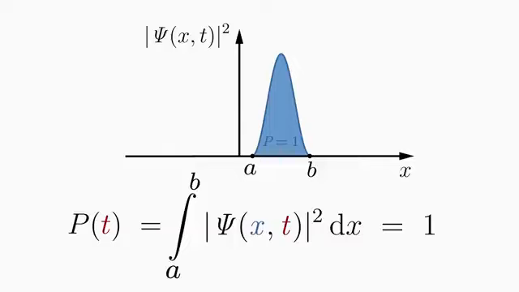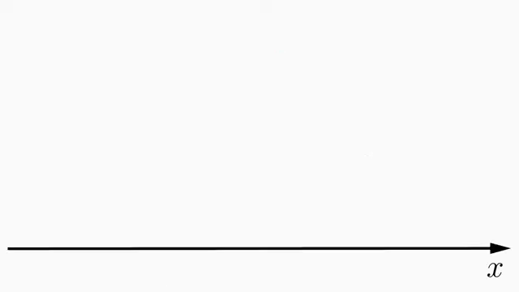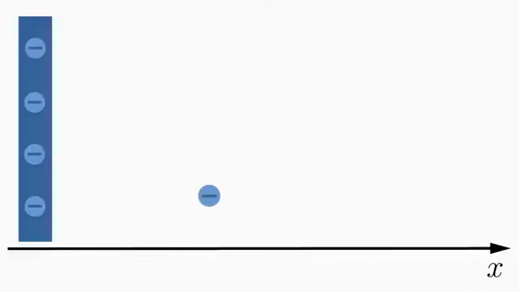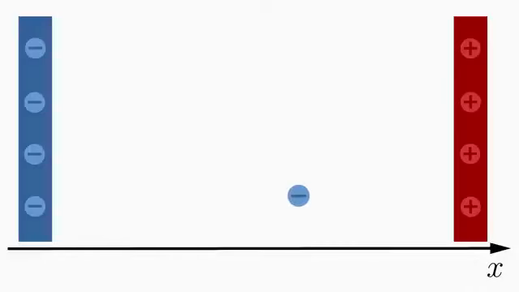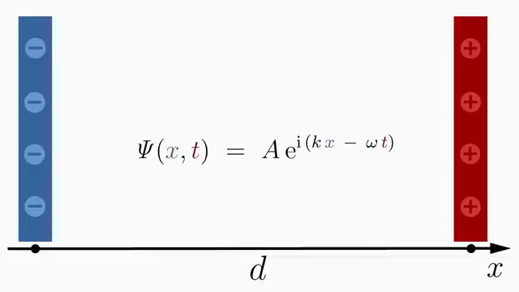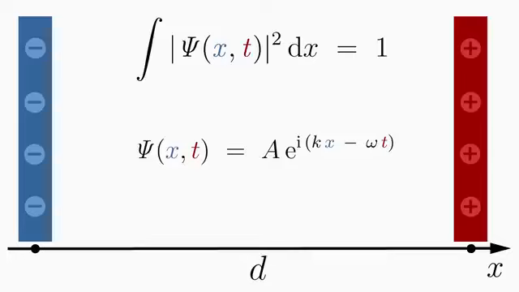Let's take a specific example of how a wave function is normalized. Let us consider a simple one-dimensional case. An electron moves straight from the negative electrode to the positive electrode of a plate capacitor. The two electrodes have the distance d to each other. You have determined the wave function by solving the Schrodinger equation. It's just a plane wave. The amplitude a is unknown. Therefore, you use the normalization condition to normalize the wave function and determine a at the same time.